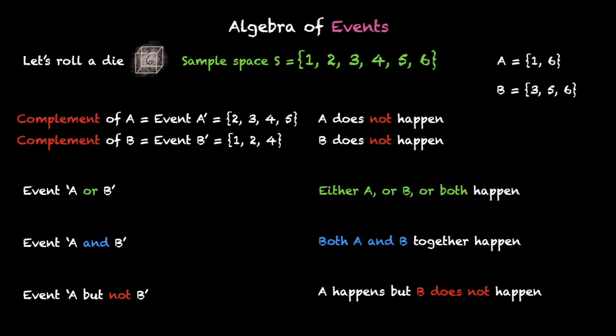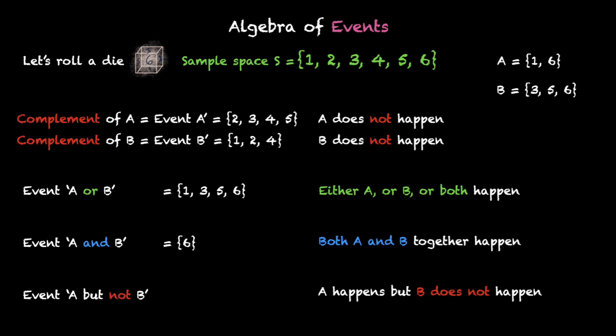Now, if we apply this logic, this is what we get. For A or B, we get 1, 3, 5 and 6. What we have done is, we've picked elements from A and B both and put them together in this set. Because either one of them can happen for us to get event A or B. For A and B, we only have this element 6 because that's the only element that is common in both A and B. What this means is, both A and B can together happen only when we get a 6. If we get a 1, we'll have event A happening but not B. If we get a 5, we'll have event B happening but not A. The only way we can get both A and B to happen together is when we get a 6.